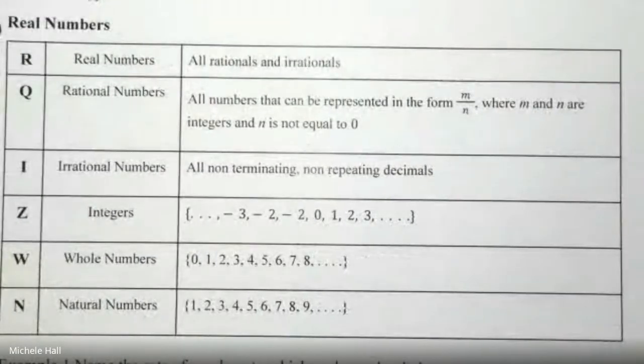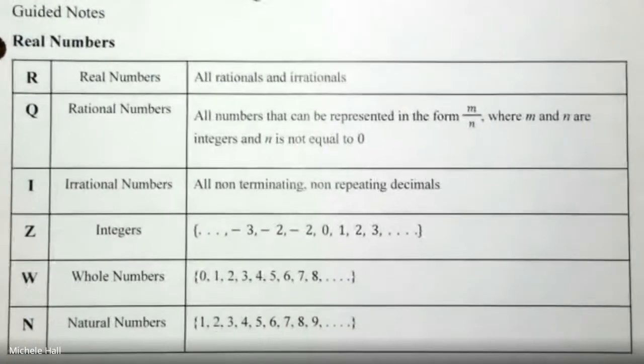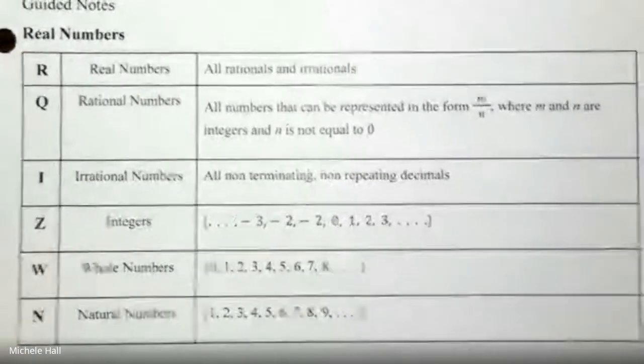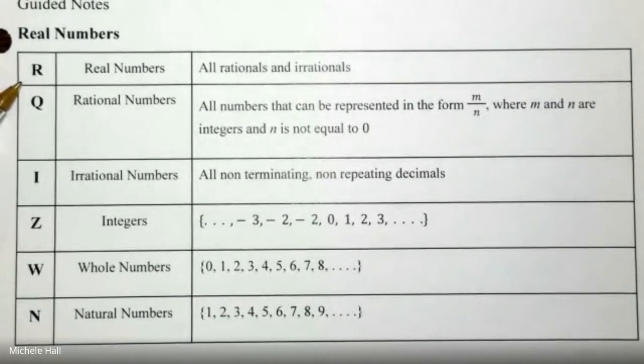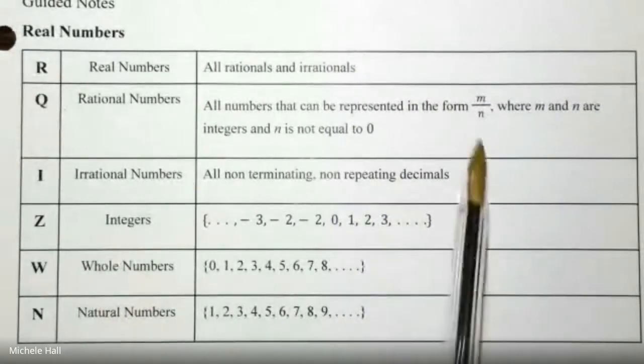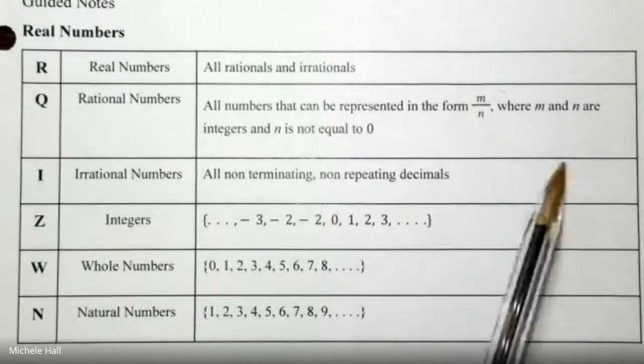Okay, here we go. We are on 1.2 guided notes. Okay, so real numbers. Remember your real number system. Your real number system is made up of rational and irrational numbers, and you can use the letter R instead of having to write the words every time. That's why these letters are on the side, so that when we're naming the sets, you can use R for real numbers. Rational numbers are going to be all your whole numbers, integers, and fractions and decimals.